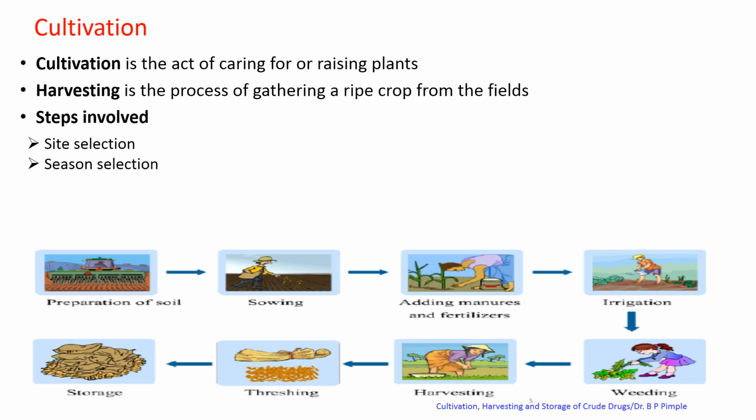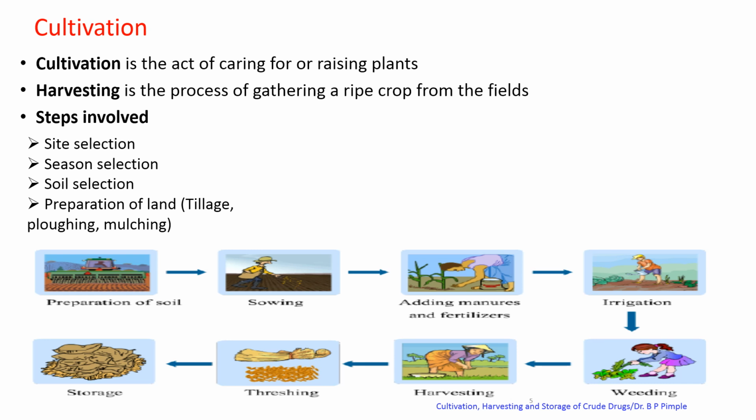Second, selection of the season. The right season has to be sorted and selected for sowing the plant or collection of the plant. Soil selection. Soil, depending upon the plant part that is to be collected, should be chosen like sandy soil, sandy loam soil, or loamy soil, or sometimes a mixture of these.